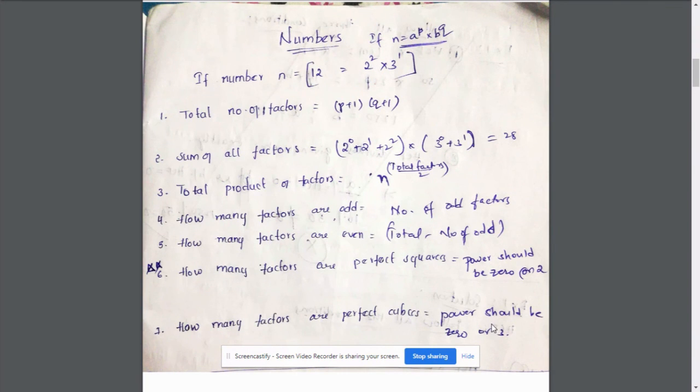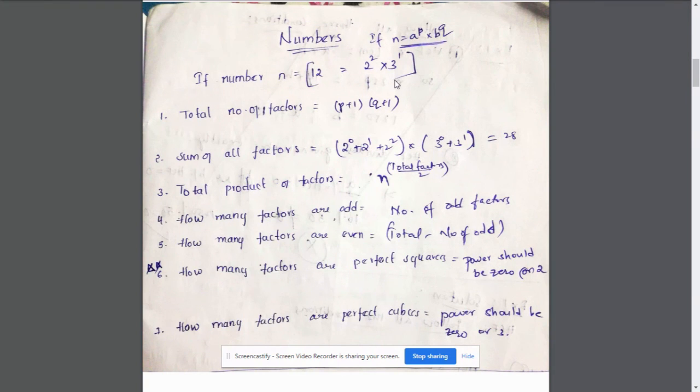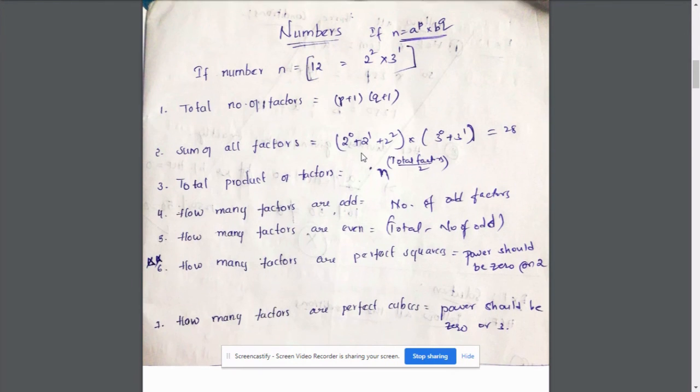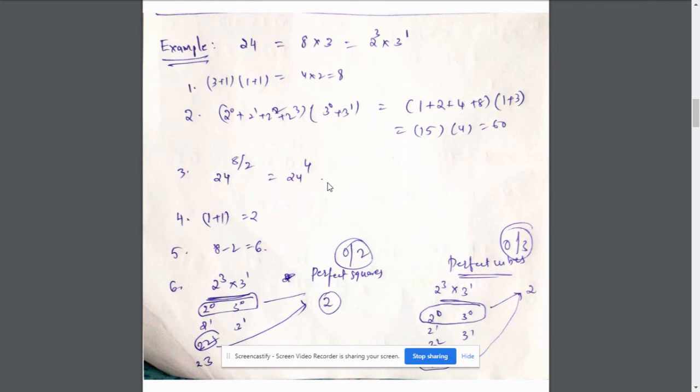For perfect cubes, the power should be 0 or 3. But if you want a perfect cube, it is only 1, because there is no cube. Only 2 power 0 and 3 power 0 will be considered. So there is only one perfect cube for 12. Let us directly check some example. 24, it is 2 cube into 3.